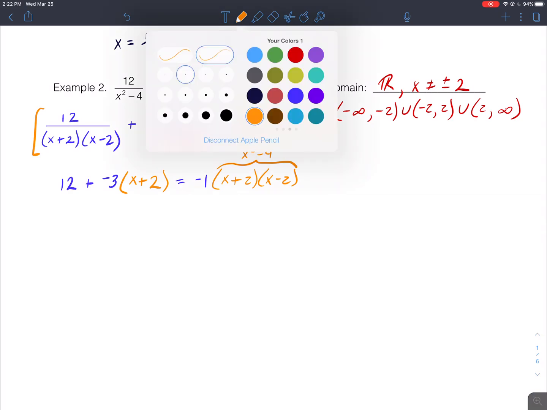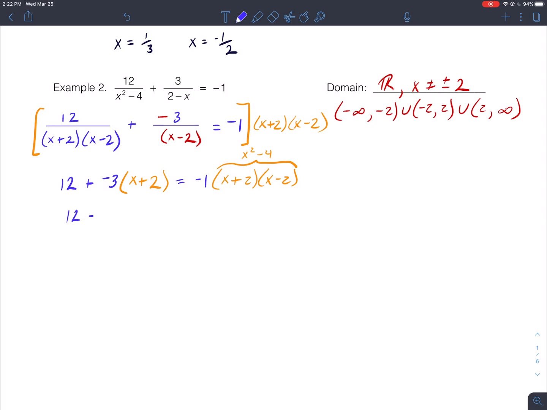All right, so if I just try to clean this up a little bit, I've got 12 minus 3x minus 6 equals what is going to be negative x squared plus 4. Again, the negative 1 gets multiplied into that factor. And now I'm back to a quadratic equation. All my fractions are gone, so let's clean it up. I'm going to move everything to the left side to keep the x squared positive. So x squared minus 3x, 12 minus 6 is 6, and then minus 4 again is 2. So all of that equals 0.